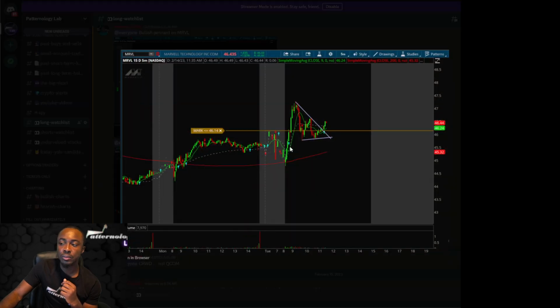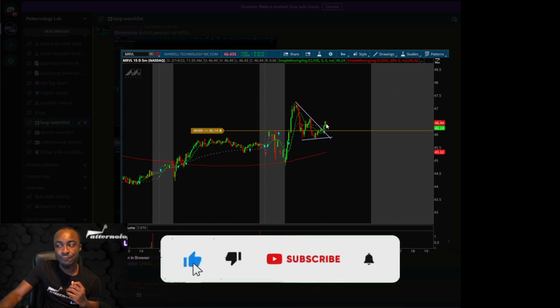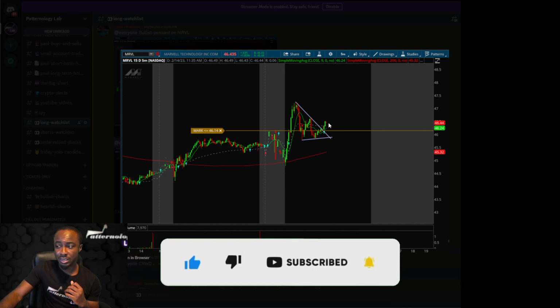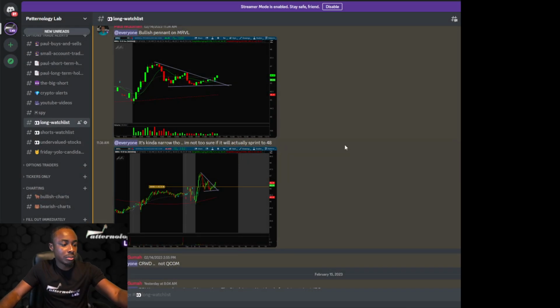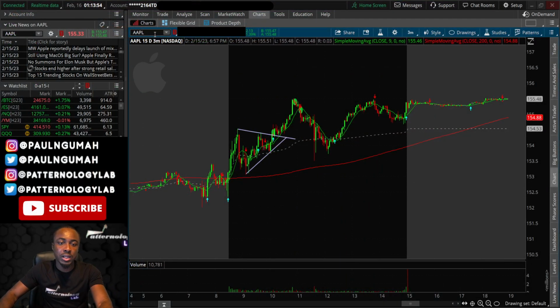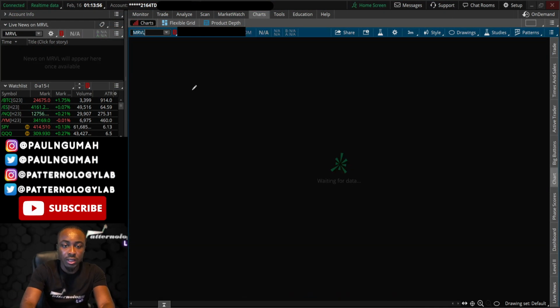Even though in my eyes it didn't look as good as Apple did today. All right, it looked good, but it was kind of narrow. And when things are narrow like that, I've seen this thing misbehave and not follow through with the whole move. Right, so this is Marvel. Again, keep this one right here. We're gonna go onto Marvel on Thinkorswim and see what happened after I sell that one.